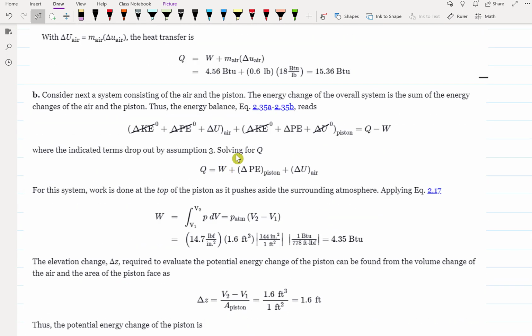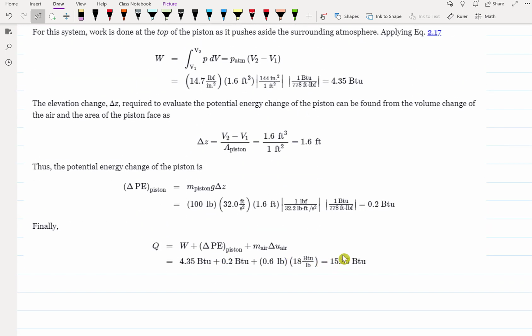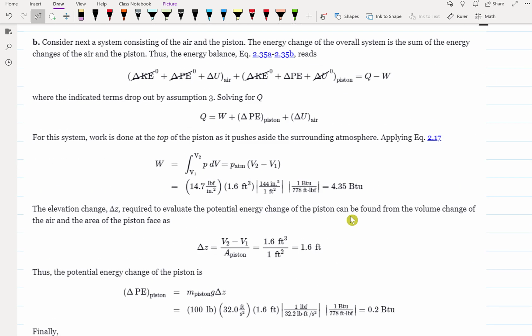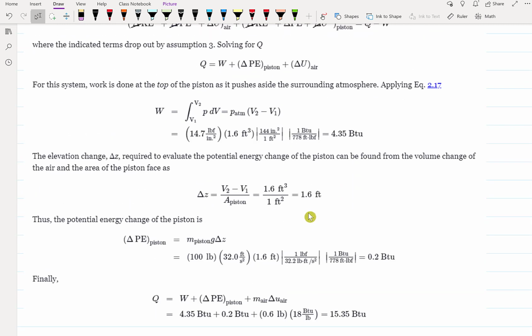So let's compare the heat first. Q in case A is 15.36 BTU. Case B, 15.35 BTU. There's a small difference, but the small difference is due to round-off errors, and they are very close to each other. So there's no difference in heat. It's not dependent on how we select the system boundary.